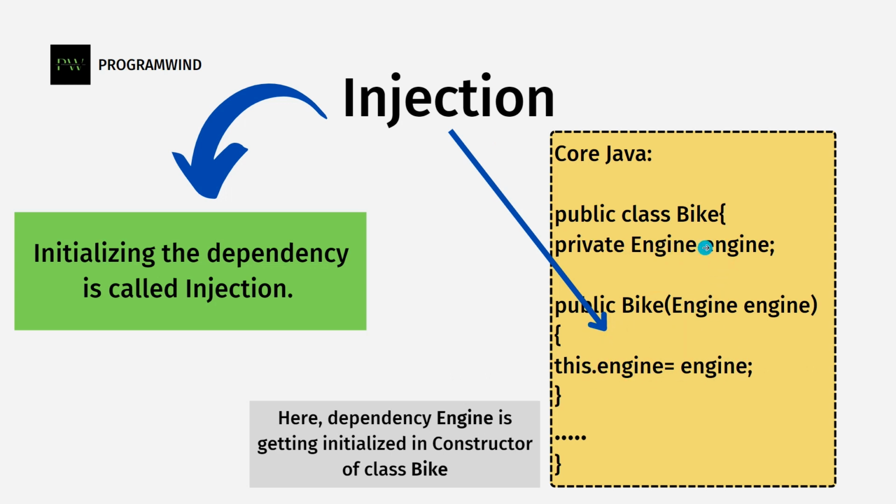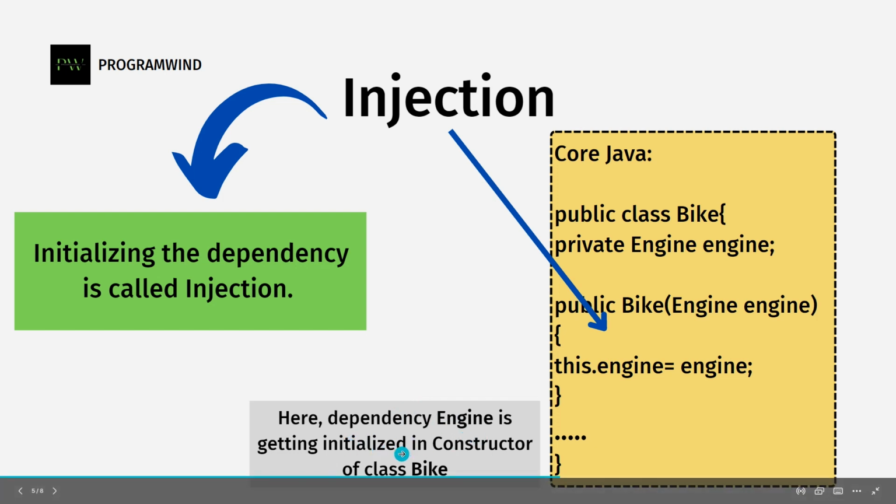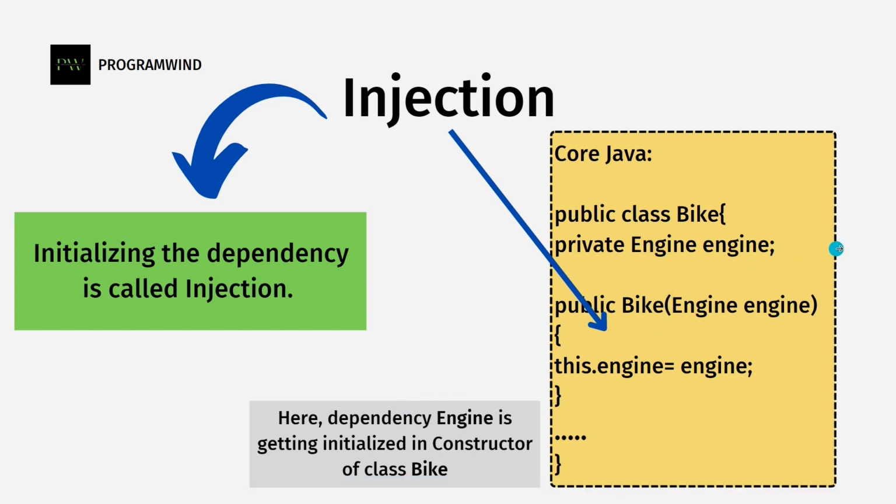Initializing the dependency is called injection. That is what I have written here as well: the dependency Engine is getting initialized in the constructor of class Bike. Inside this Bike constructor I am initializing it. So that is the simple term. Dependency means an instance variable, maybe a reference of another class, and providing an initial value to it is called injection. That's all we have learned now.